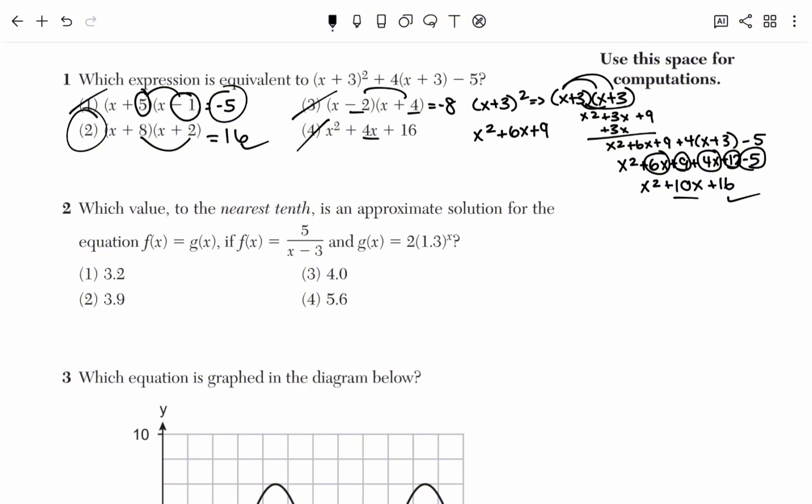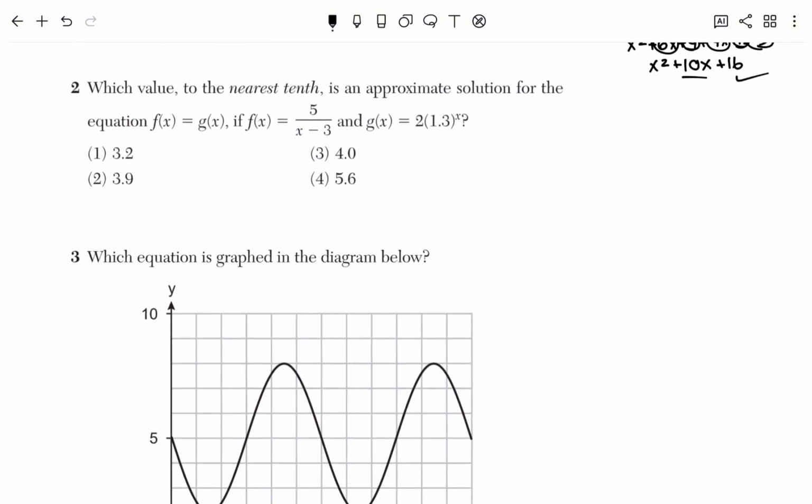That is my answer. Question number 2 says, which value to the nearest tenth is an approximate solution for the equation f of x equals g of x if f of x equals 5 divided by x minus 3 and g of x equals 2 times 1.3 to the x power? So solution means that it's asking which value of x of the multiple choice is going to make the equations true where f of x equals g of x. The simplest way to do this is on your calculator.